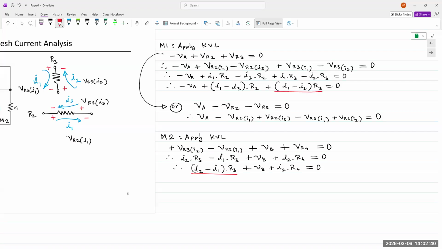So we'll end class here today. Quiz on Monday, and then we'll look at the example for mesh current analysis after the quiz on Monday.